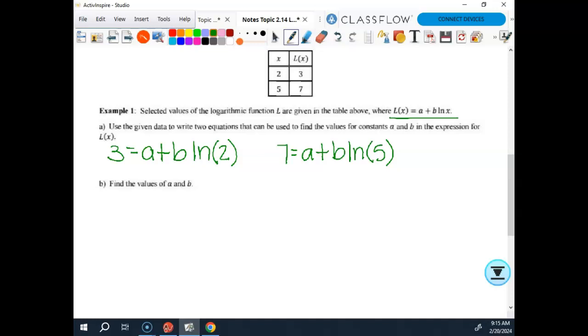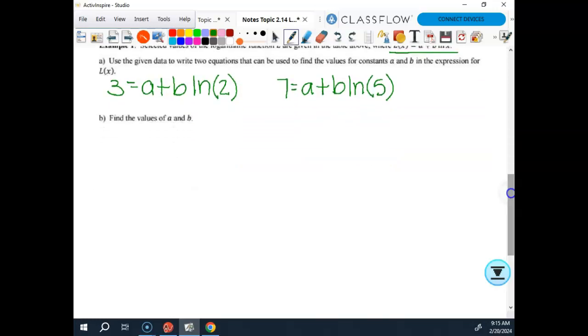All right, so I would say on this one, elimination looks pretty good. Would you agree with me on that? So I'm going to just rewrite this first equation right here. 3 equals a plus b times the natural log of 2. So if I want to eliminate something when I combine them vertically, then I think a would be the easiest thing to eliminate. Would you agree? So I need a to be negative, so I'm going to multiply through by a negative on all of them. So negative 7 equals negative a minus b times the natural log of 5.